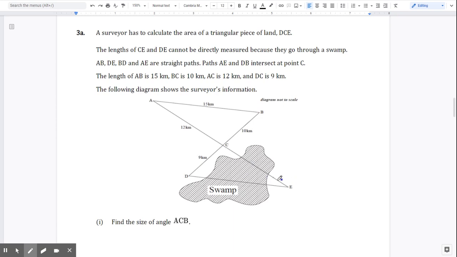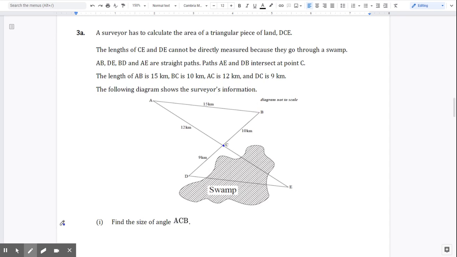C to E can't be measured directly because they go through a swamp, and they tell us that AB at the top, DE at the bottom, BD and AE are all straight paths, and that DB and AE intersect right at point C. So just explaining the diagram that they give us, we know it's not drawn to scale. And they also give us all the measurements that are also shown in the diagram.